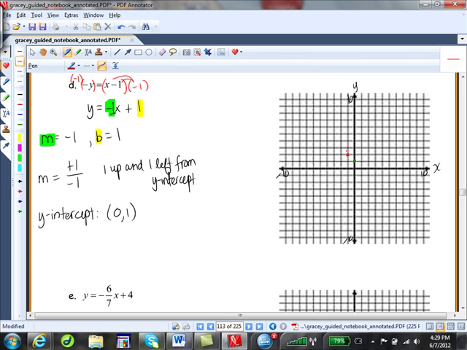Okay. And so this one is our second point from slope, or using slope. And then this one is our y-intercept. And we'll make our picture of our line.